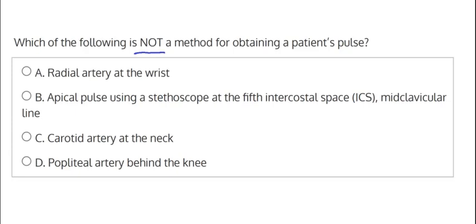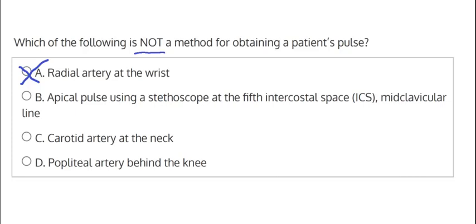Option A states radial artery at the wrist. And this is actually one of the most common ways you will see for obtaining the pulse. It is fairly easy to do. You might even have done it on yourself. And the radial artery is found at the wrist. So we could eliminate that because the question, again, is asking which is not correct.